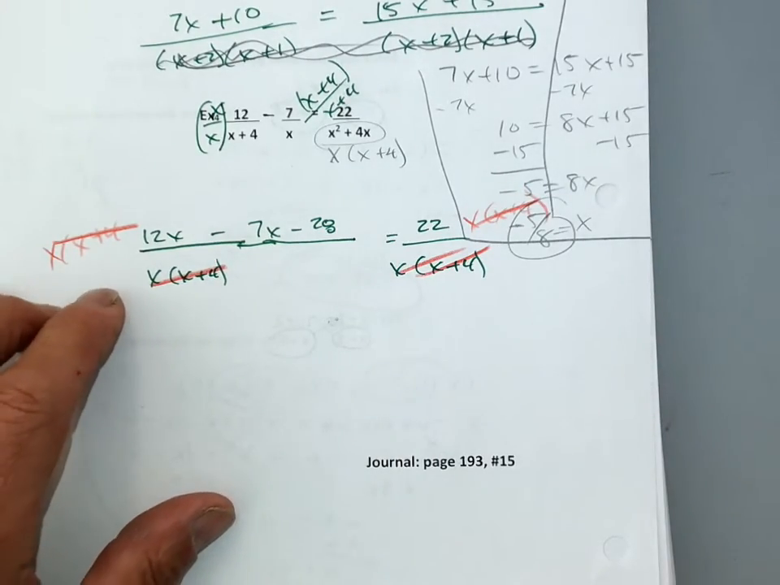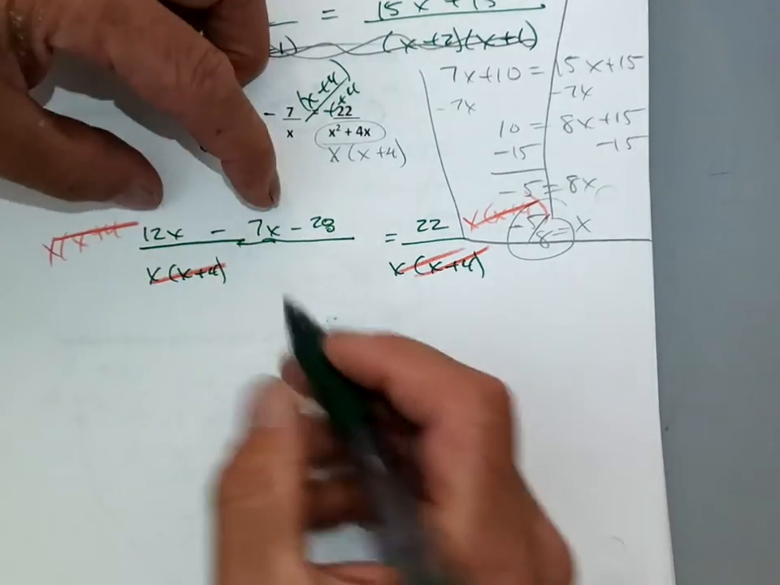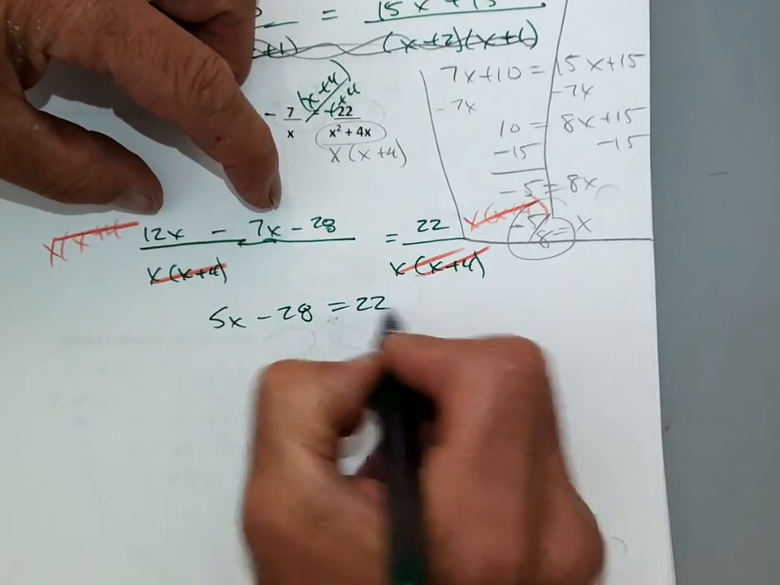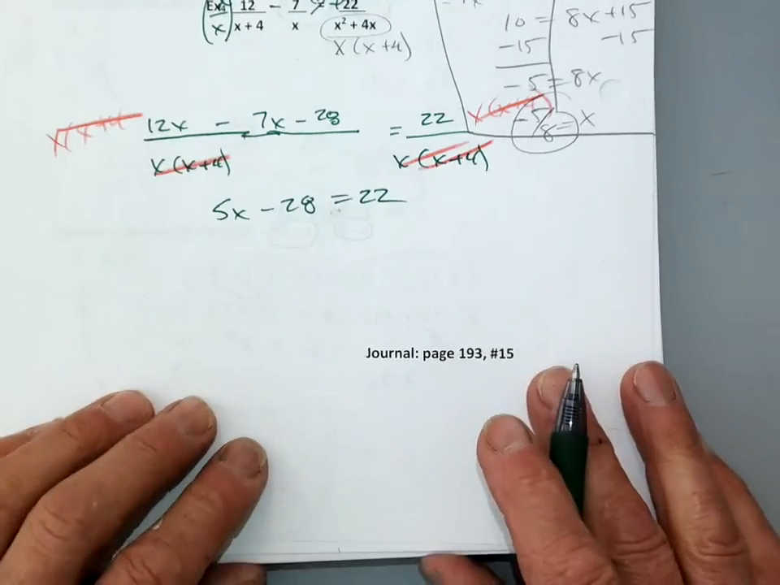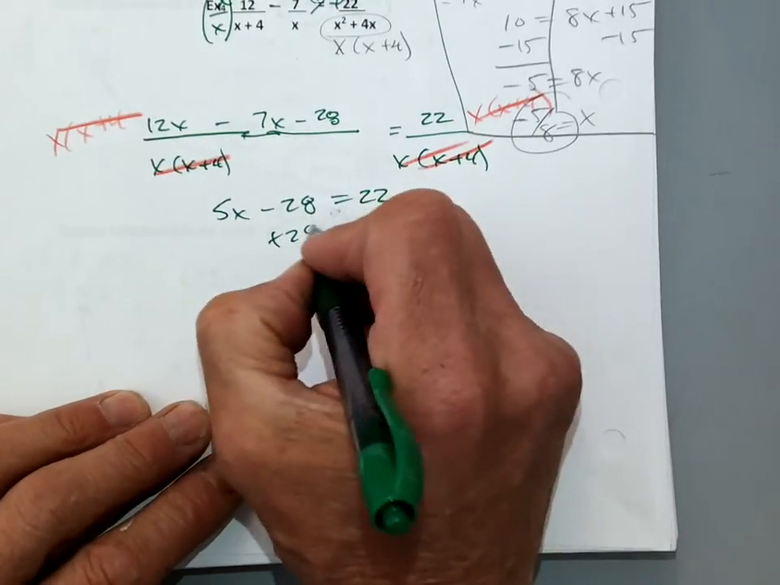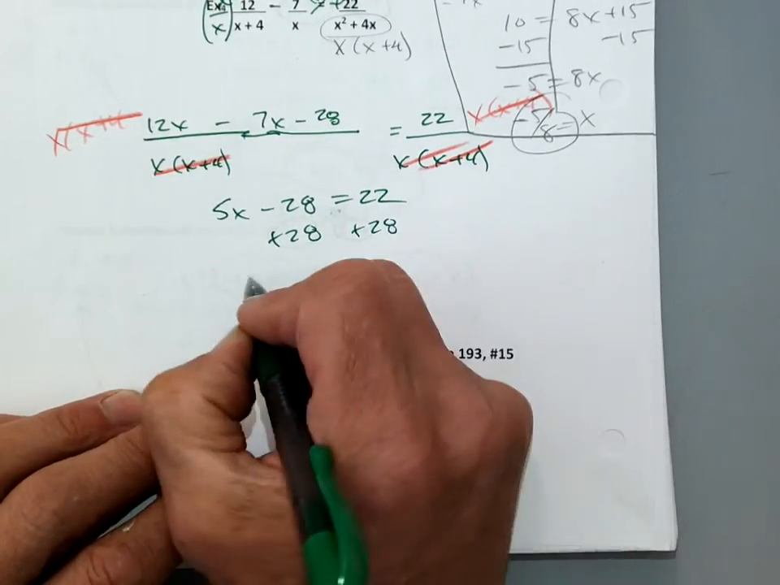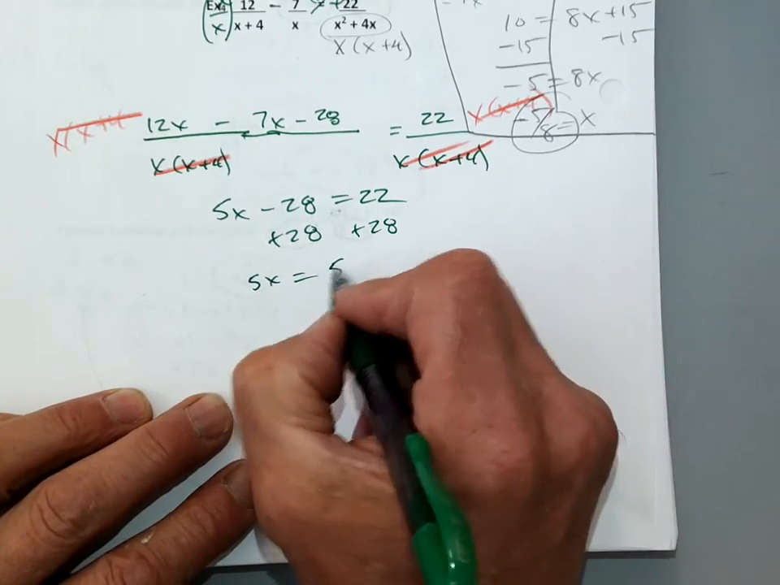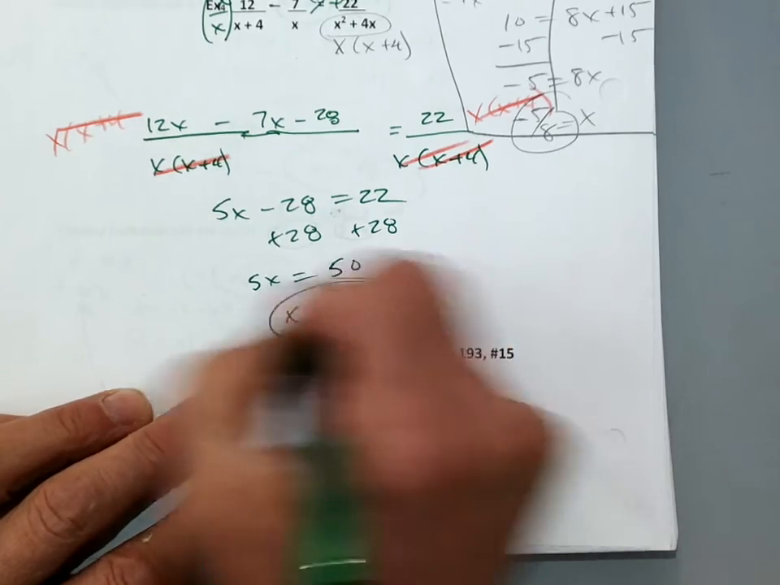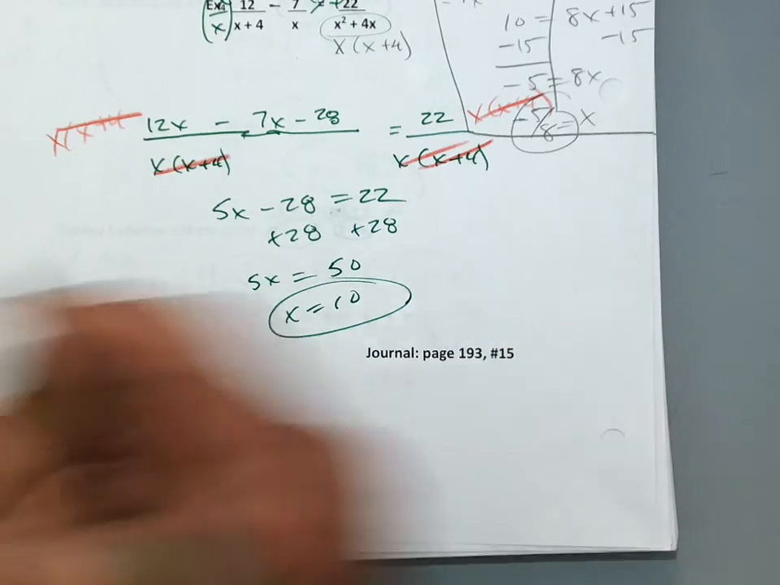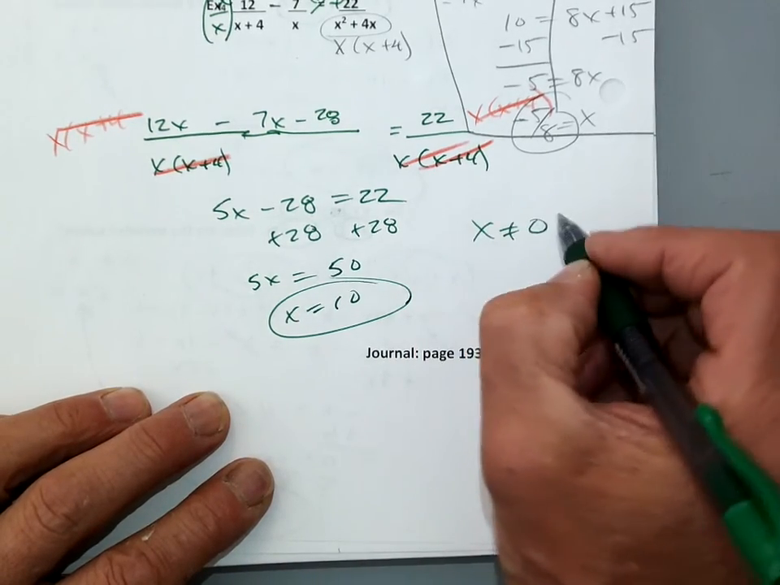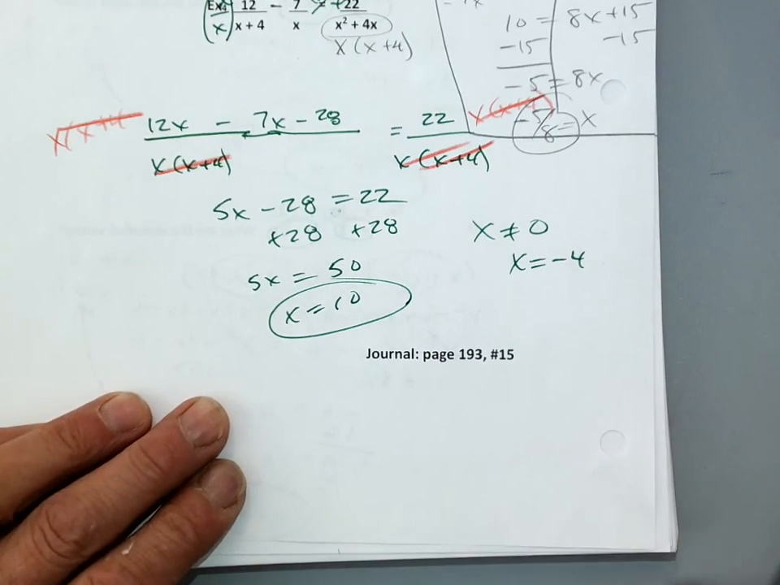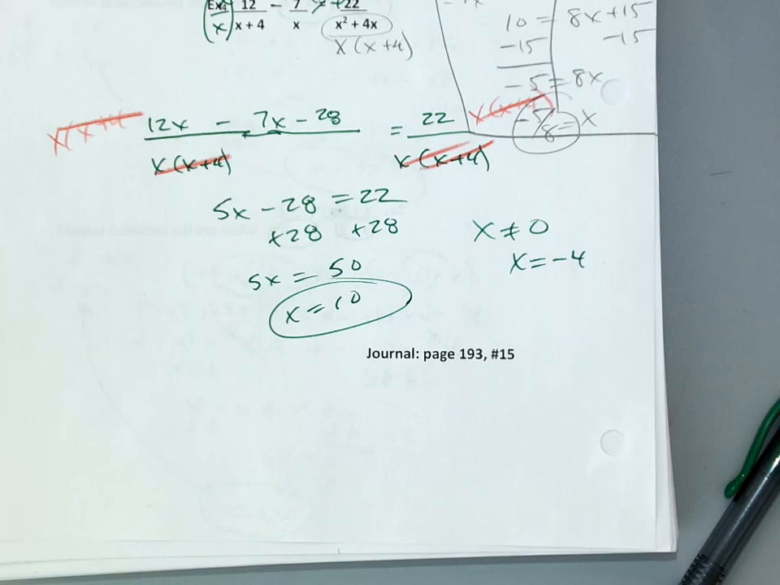A pretty easy problem. I'm left with, well, let's see, that must be 5x minus 28 equals 22, right? Add 28 to both sides. 5x is equal to, what's that, 50, right? x equals 10. There you go. x cannot equal 0, we're okay, and x cannot equal negative 4, we're okay. x equals 10. We don't have time to do the journal, but that's what I have, okay?